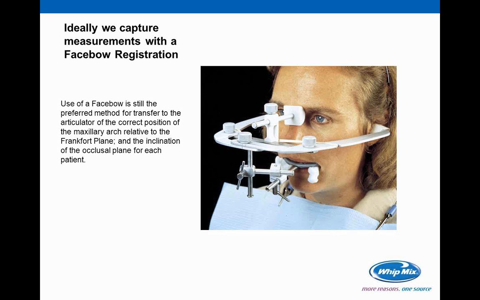Ideally, we're going to capture that information with a Facebow registration at the office. This is the preferred method right now for transfer of the patient information to the articulator. We use what is called the Frankfurt plane, which is a horizontal plane captured by this upper member of the Facebow. And we capture the inclination of the occlusal plane on each patient specifically for that patient by using that bite fork registration.